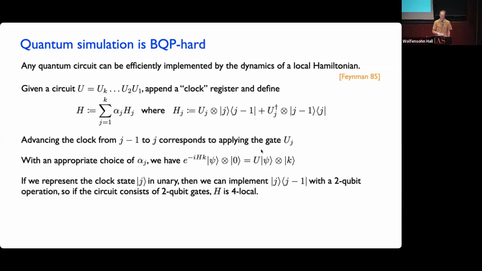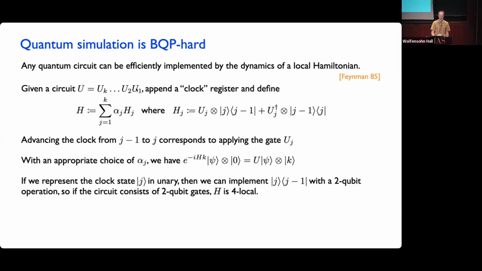And in fact, if you think about how to implement this clock register in the right way, you can even do this in a way where the Hamiltonian is very local. So if this is a circuit of, let's say, 2-qubit gates, you can do this in a way that this Hamiltonian is just 4-local. So it doesn't need to have highly non-local interactions. I'm not claiming that this is geometrically local, but it's local in the sense of the interactions acting on not too many qubits. Okay, so this shows us that any quantum circuit that we could implement, we could also realize by some Hamiltonian dynamics.